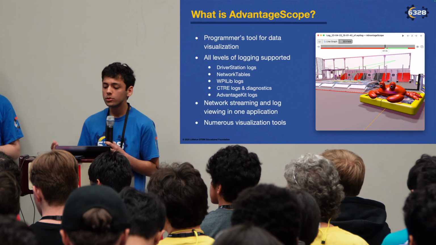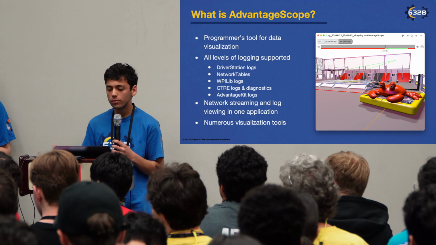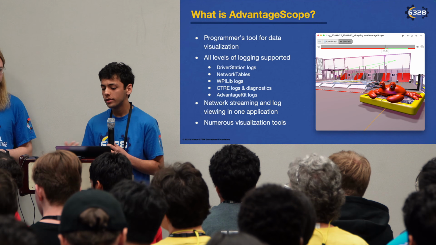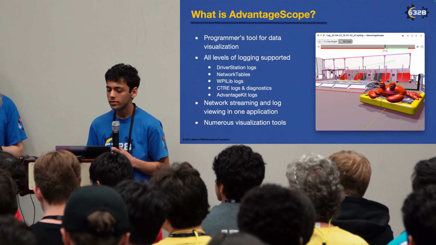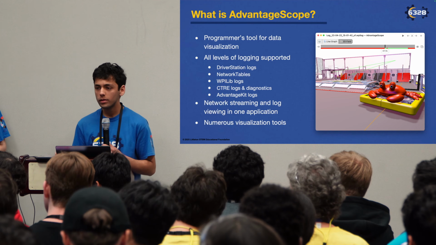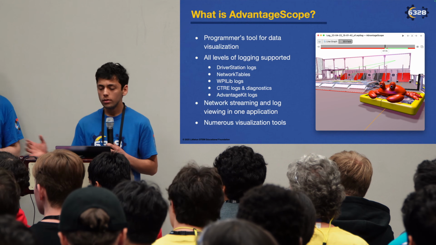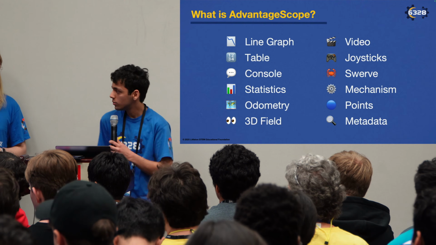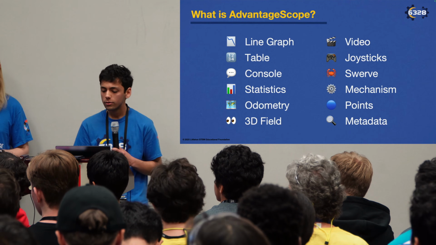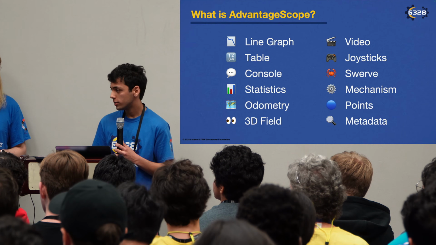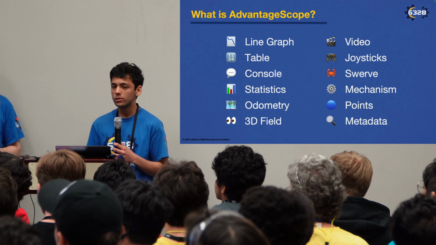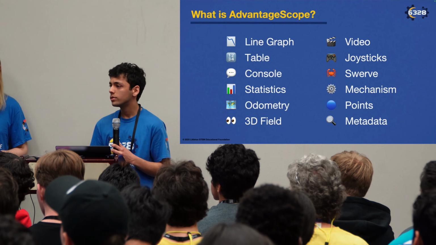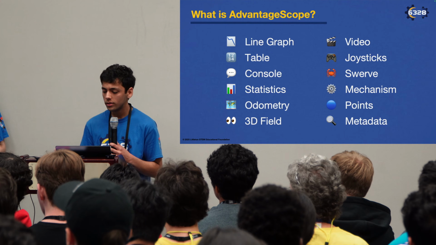This is what we call the programmer's tool for data visualization. We have a bunch of types of logging that are supported by the app, including driver station logs, NetworkTables, WPILib logs, CTRE logs and diagnostics, and AdvantageKit logs. All this can be viewed using network streaming and log viewing, but it's all condensed into one application. We also have a number of visualization tools that you may utilize, including all the ones listed here. There are basic views such as line graphs and tables, as well as more complex views such as the 3D field to visualize the robot on the field as it's moving, as well as the joystick view to see the joysticks as the driver's operating the robot.